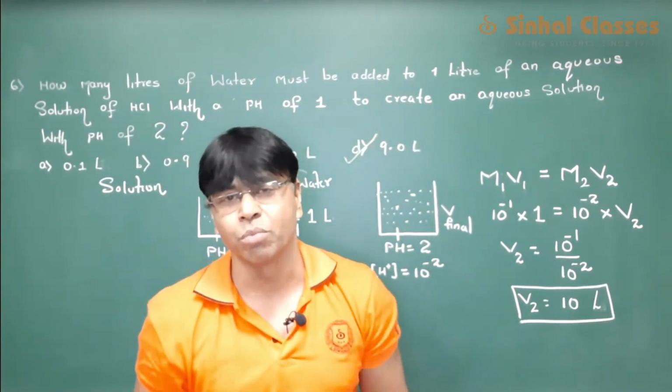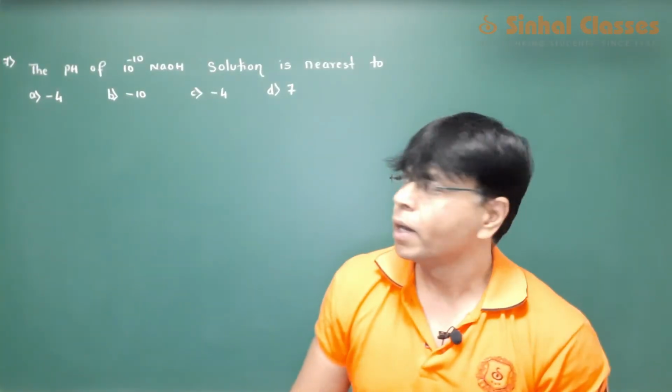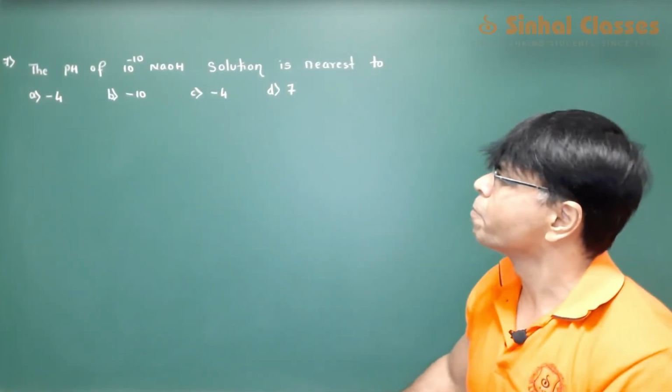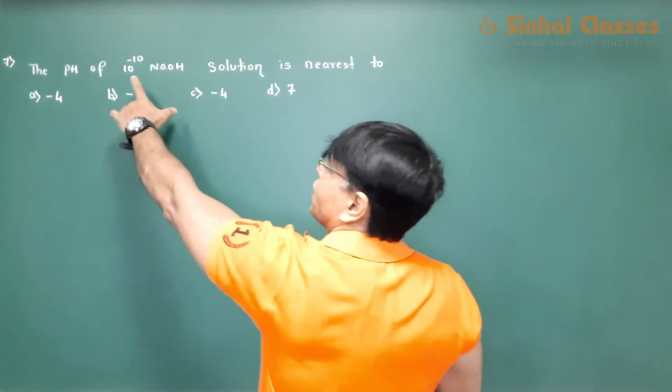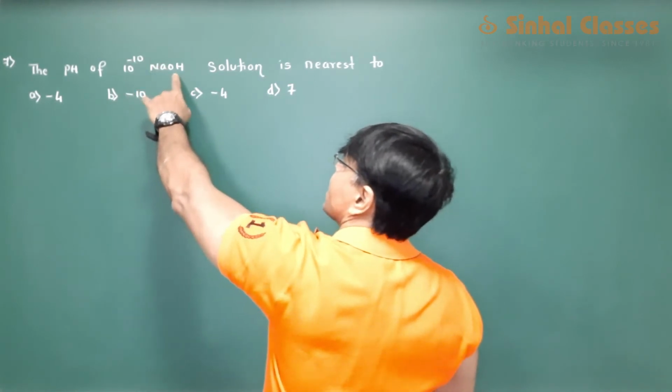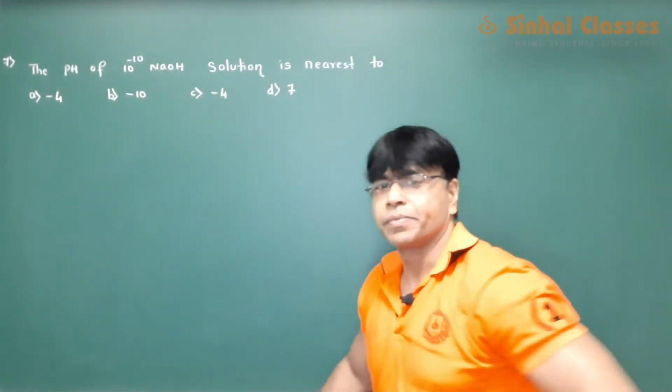Okay, so we now move to the next question. Okay students, let us see a very interesting question. It says the pH of 10 raised to minus 10 NaOH solution is nearest to.